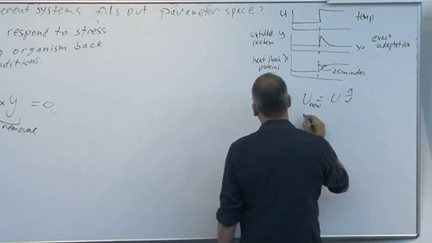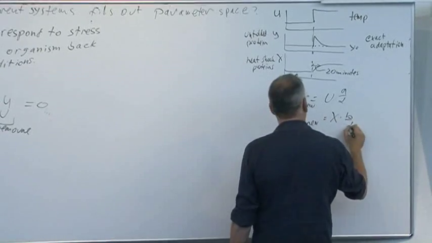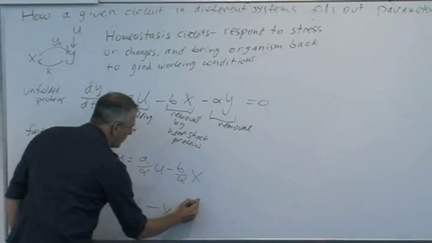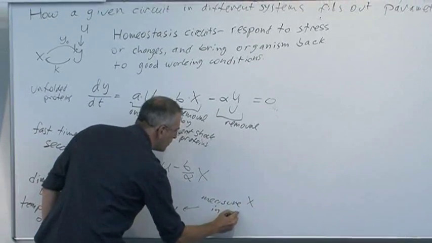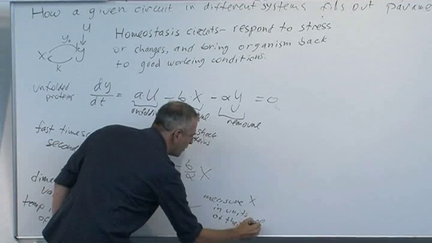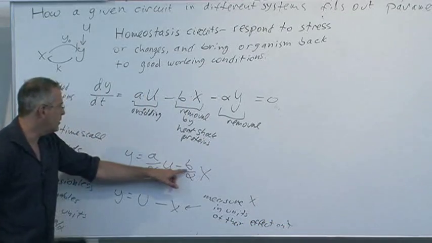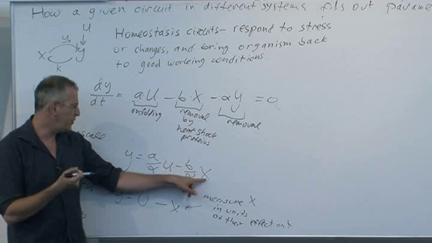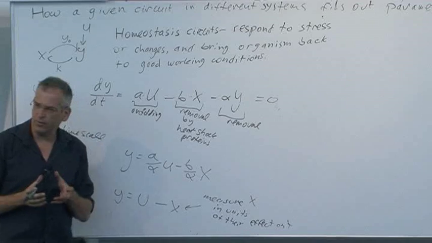U nu, and X nu is just X times B over alpha. In other words, I'm going to measure the heat shock proteins in units of their effect on Y. So for example, there's a number here, B, which has to do with the catalytic activity, or how efficient the heat shock proteins are in reducing unfolded proteins. That's a property of the heat shock proteins.